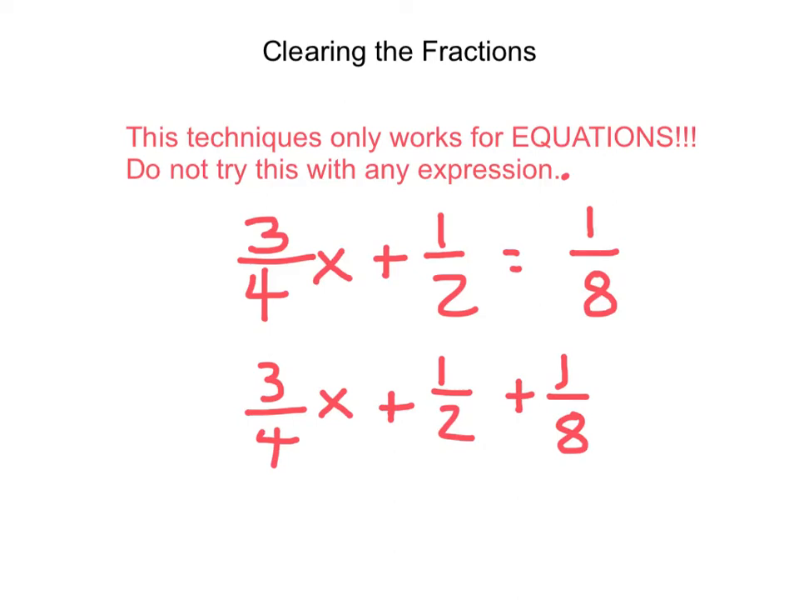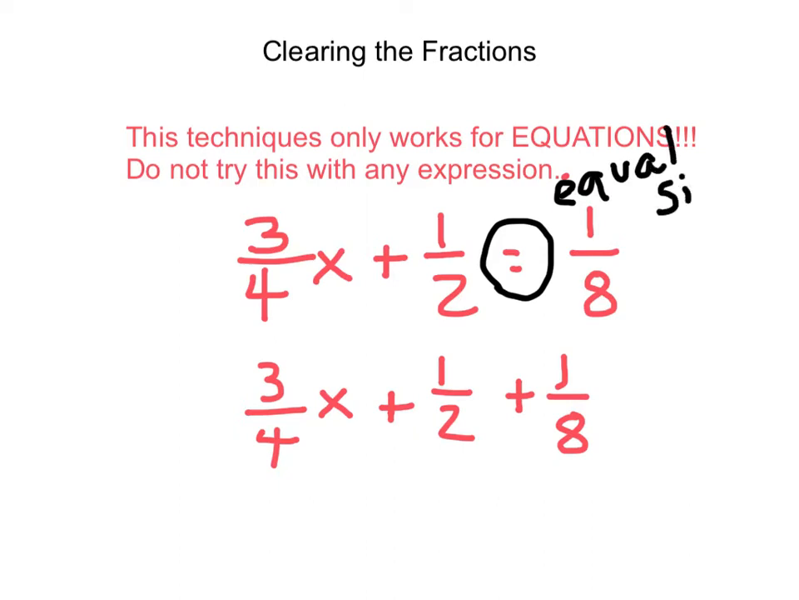Hello. Tonight our lesson is on clearing the fractions. Clearing the fractions is a technique that we use in solving equations. Now it's important to note that this technique only works for equations. In other words, expressions that have an equal sign. That's why they're called equations, because they have an equal sign.